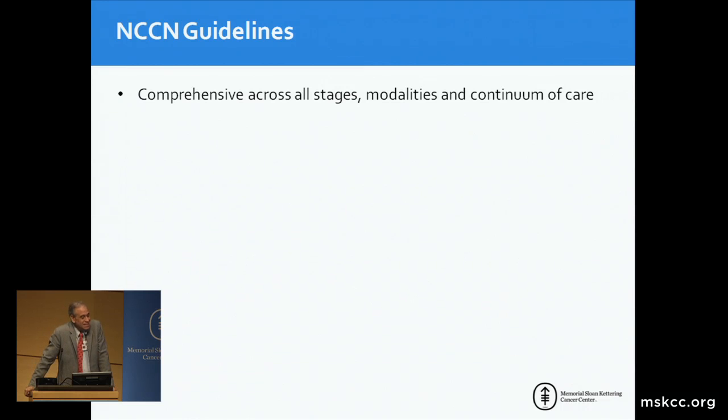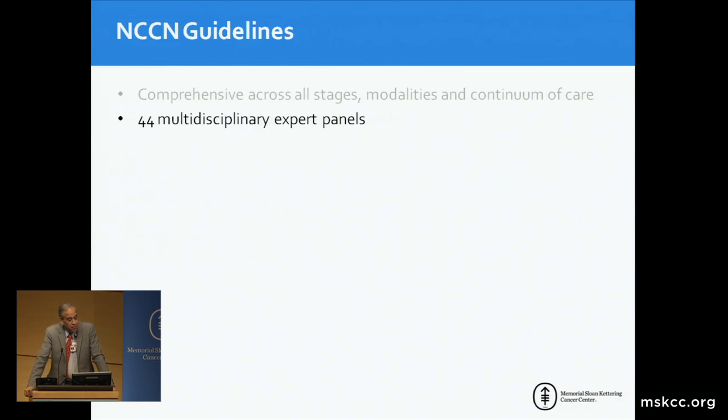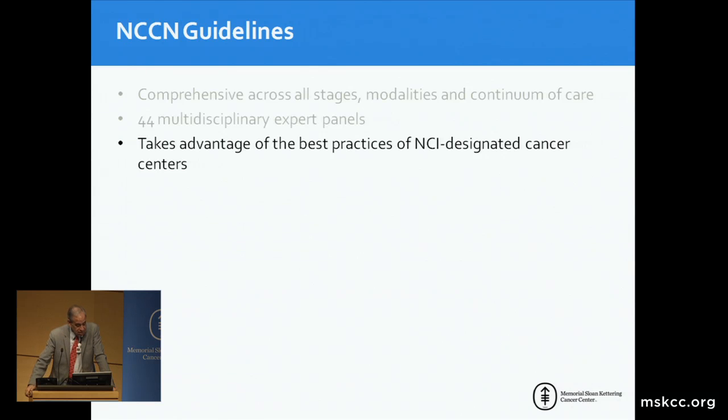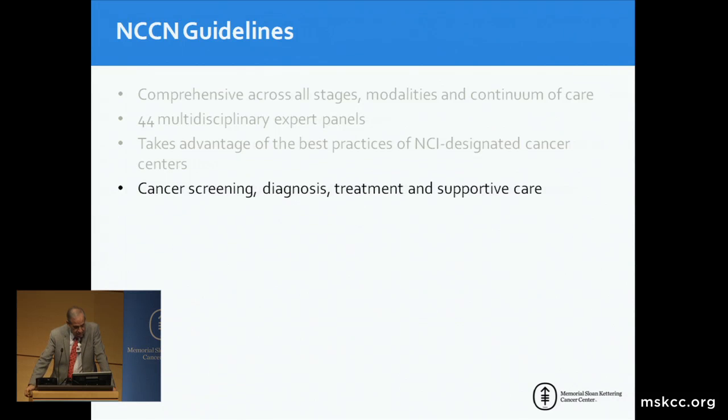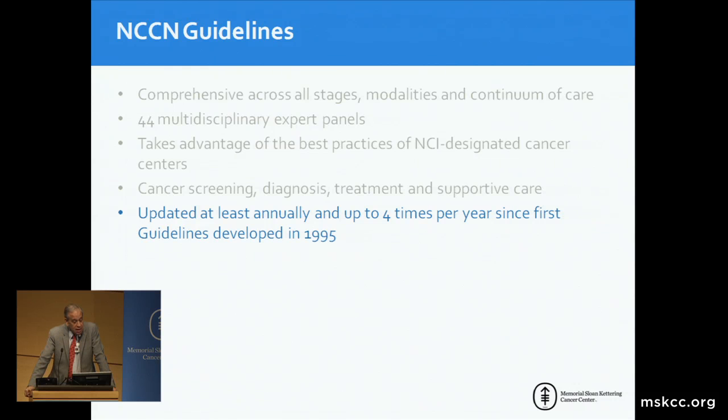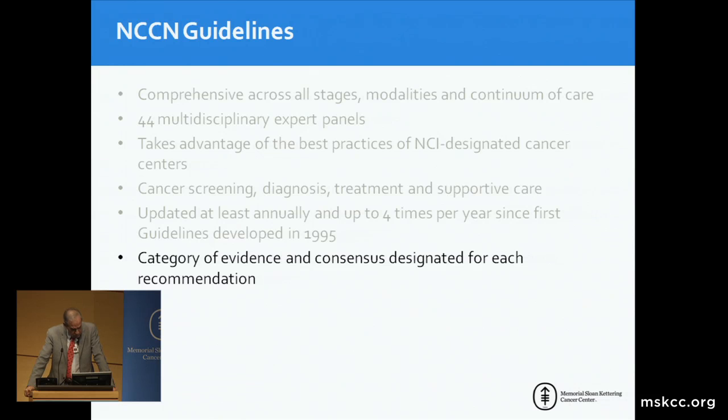So what about the NCCN guidelines? Well, to be useful, cancer guidelines actually have to be comprehensive, again, across all stages, modalities, and the continuum of care, not just for first-line treatment, but for second and third-line treatment. There are 44 multidisciplinary expert panels, and it takes advantage of the best practices in NCI-designated cancer centers. It includes cancer screening, diagnosis, treatment, and supportive care. They're updated at least annually and up to 4 times a year. The lymphoma guidelines were updated 3 times in 2016 so far. I don't think we're going to have another update.